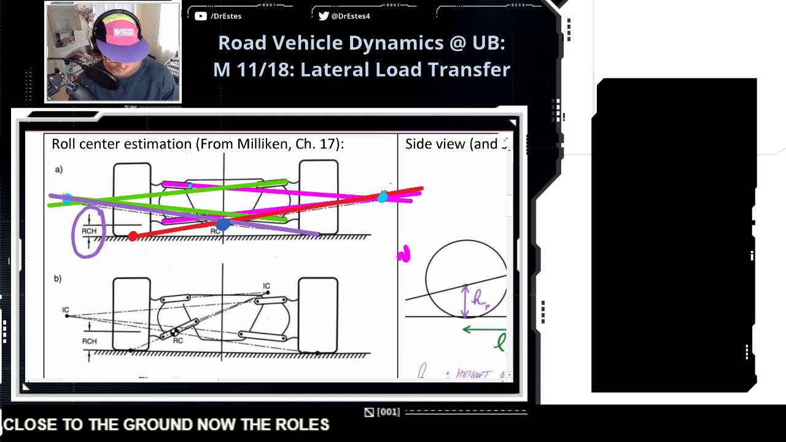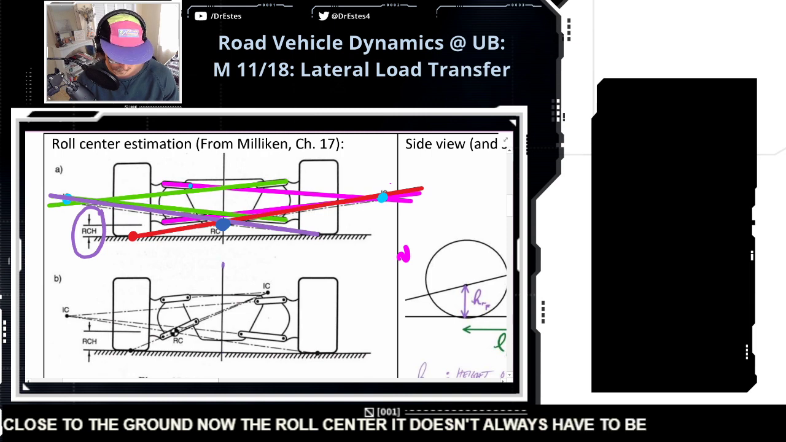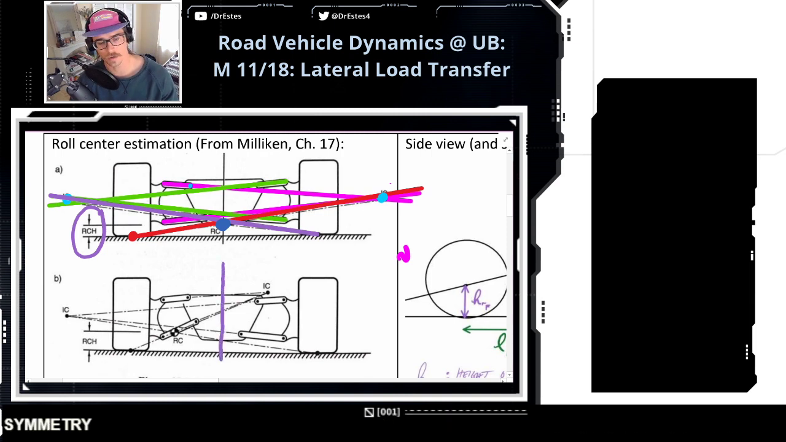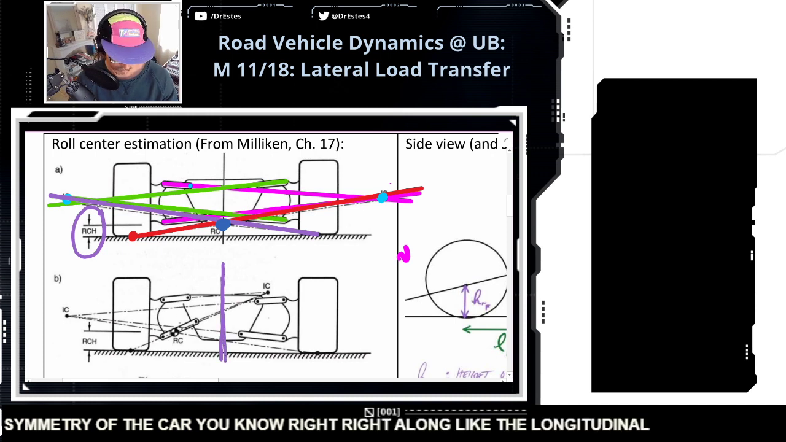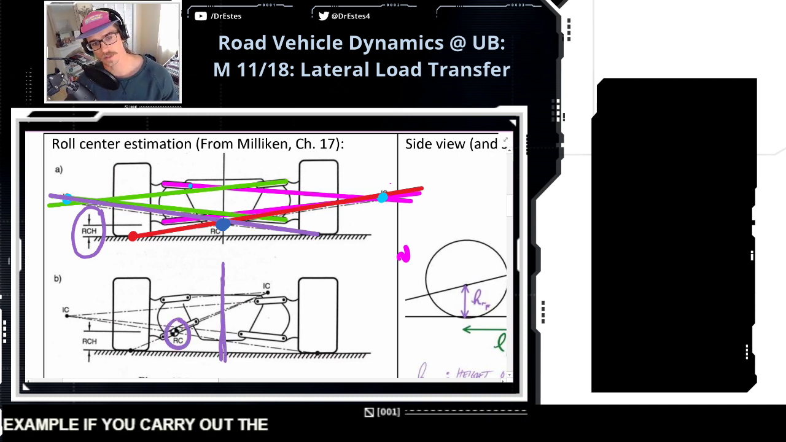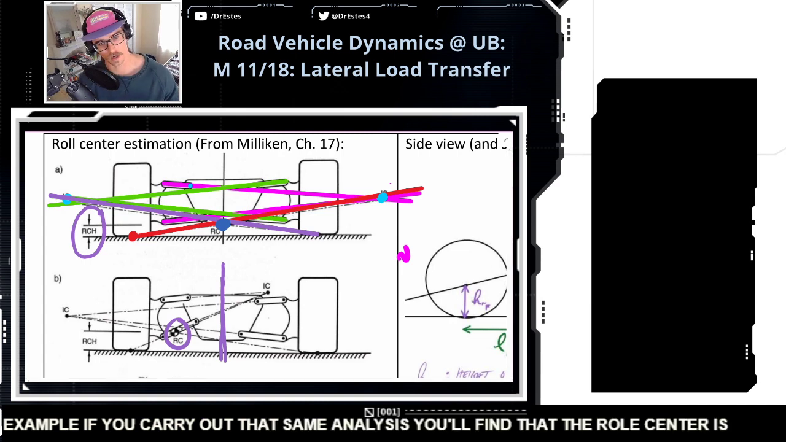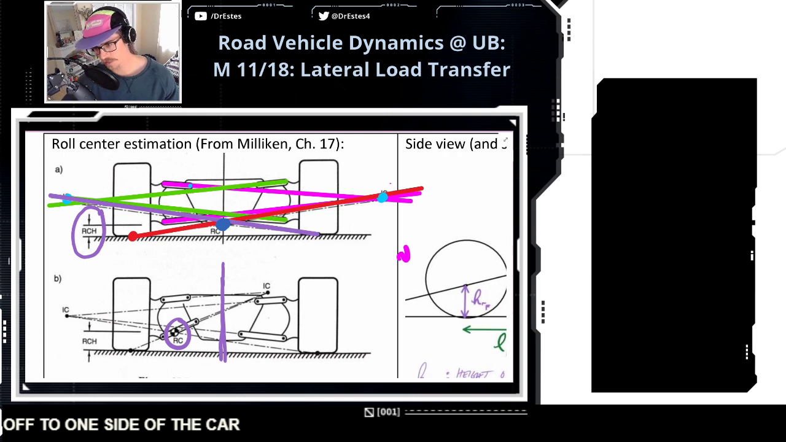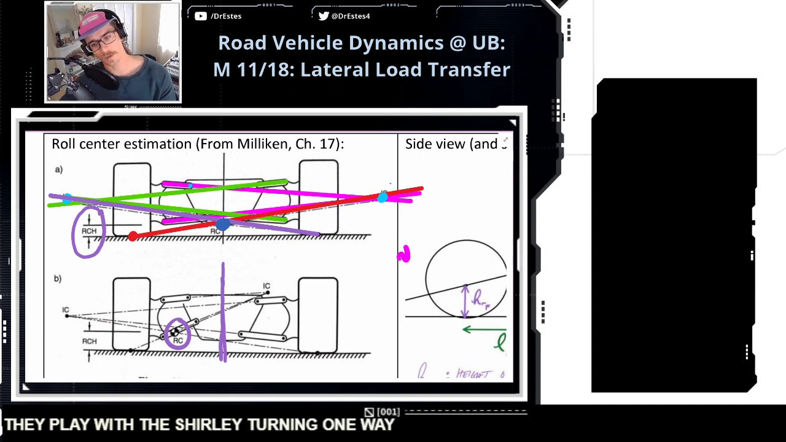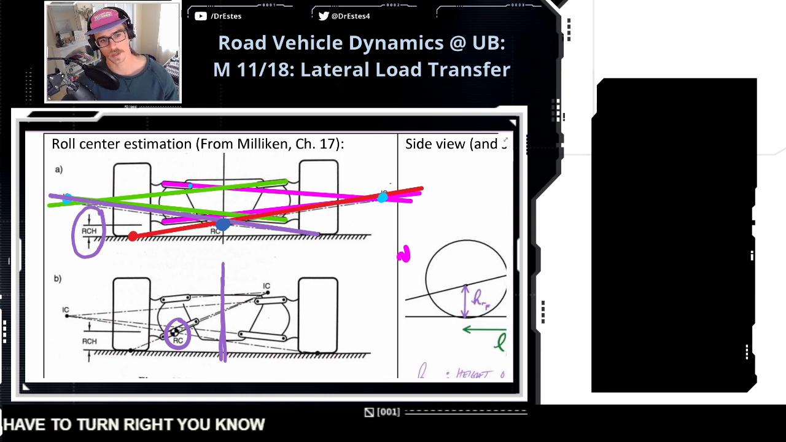Now, the roll center doesn't always have to be on the axis of symmetry of the car, right along the longitudinal axis. In this example, if you carry out that same analysis, you'll find that the roll center is way off to one side of the car. I think that's how it is for NASCAR vehicles, right? Because they only turn one direction. If you're only turning one way, you can optimize the car for turning left, because you never have to turn right. So it can be advantageous to skew the load transfer that way, to try to evenly load the tires.